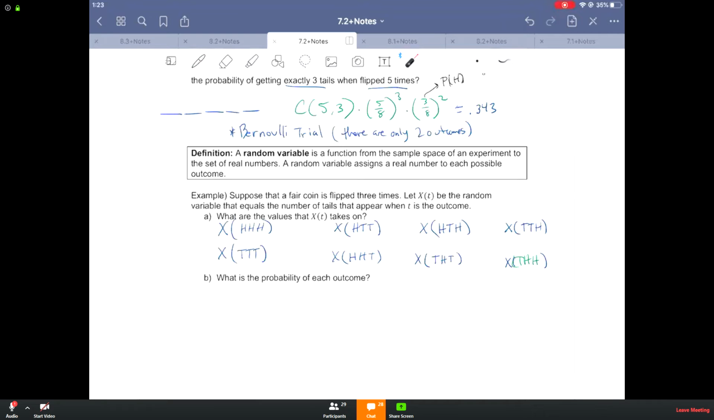So my 8 outcomes. Now remember, the number of tails that appear. In this first one, HHH, the number of tails in there is 0. This third one got 3 tails. And then I have 2 tails, I have 1 tail, 1 tail, 2 tails, 2 tails, 1 tail. Everyone cool with that?